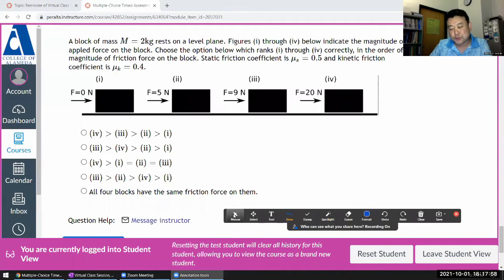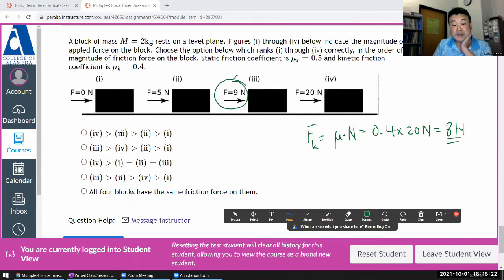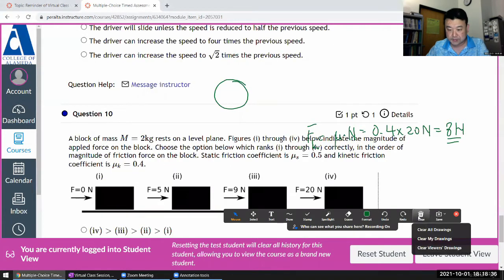So this is okay. One of those questions that is easier for me because I wrote the question. I remember the exact tricky part. So here, when you work out the kinetic friction force, that ought to be coefficient times N, and N is 20 newtons. So it's 0.4 times 20 newtons, which will give you 8 newtons. 8 newtons is less than this. So case 3 has greater friction force, that's exactly equal to 9 newtons, than case 4, and the rest are less. All right, I think that's all.